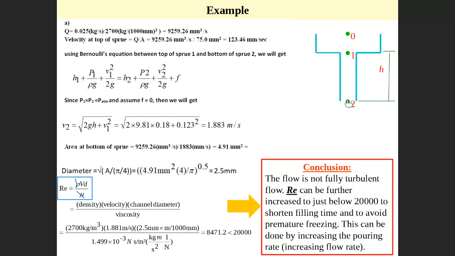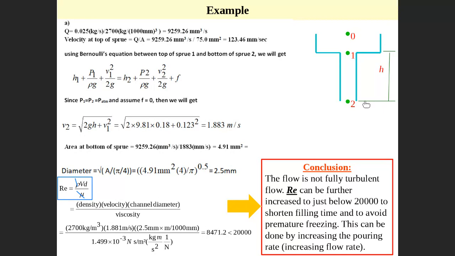Why point 2? Someone will ask why we didn't apply it at point 1. No, we have to apply it at point 2, because point 2 is a very important point, as I told you. Point 2 leads to the cavity. The condition here tells me what is going to happen later in the cavity, not point 1. Point 1 is very early, so we are mainly concerned about point 2. We need to apply Reynolds at point 2. So with viscosity and density given, we need to get V and D at point 2.